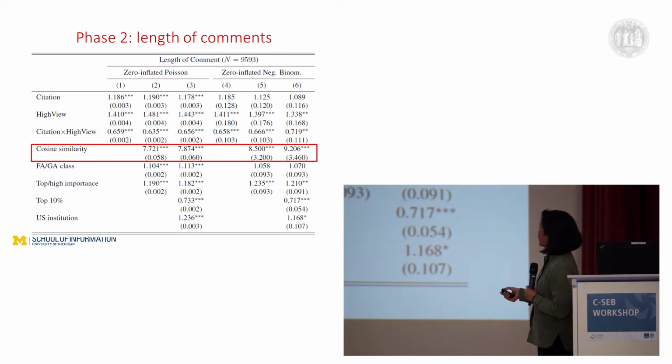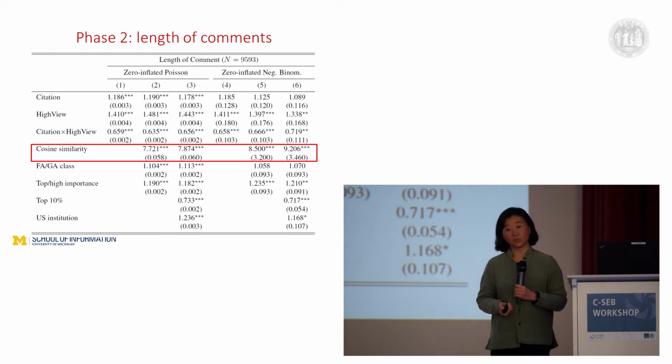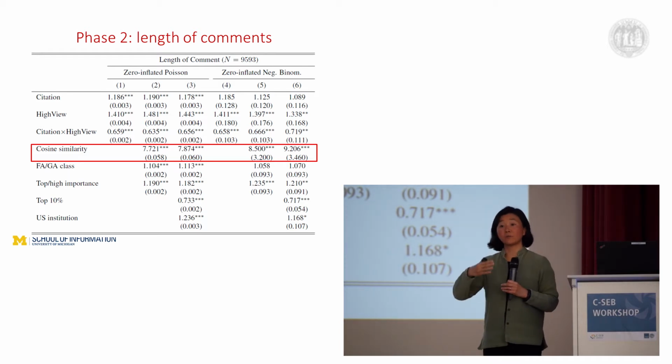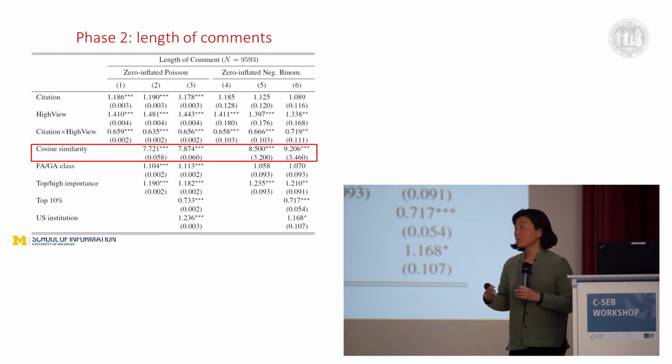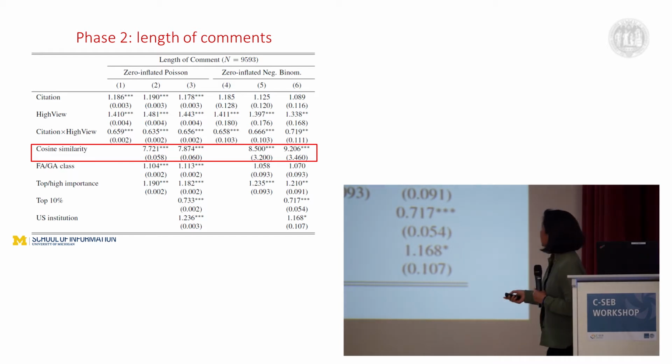If you look at this robust result, whether you use zero inflated Poisson or zero inflated negative binomial, we went through all sorts of specifications, and cosine similarity is always the most robust predictor. Cosine similarity is what computer scientists use to measure the similarity of two papers or two articles.